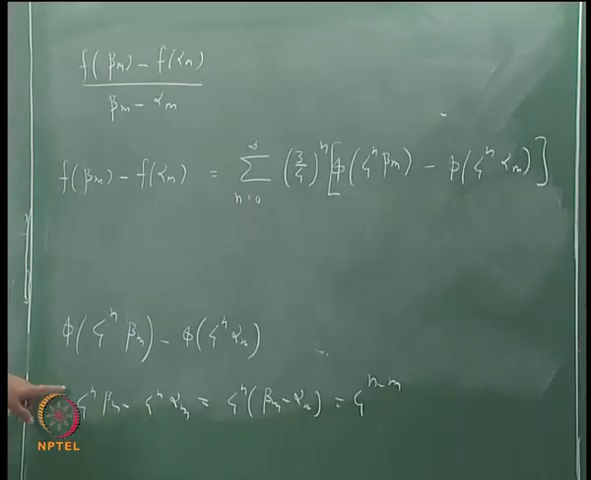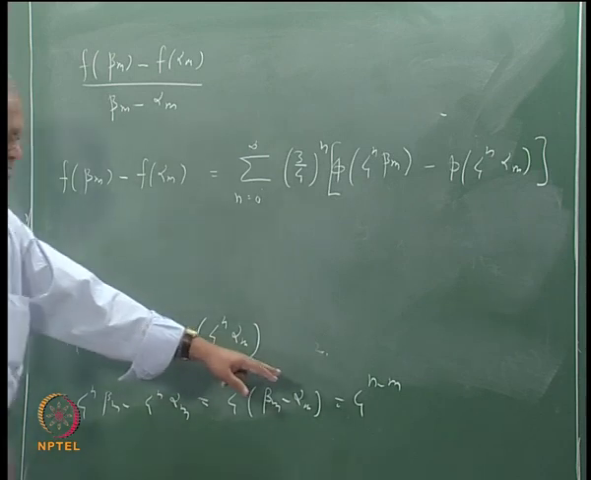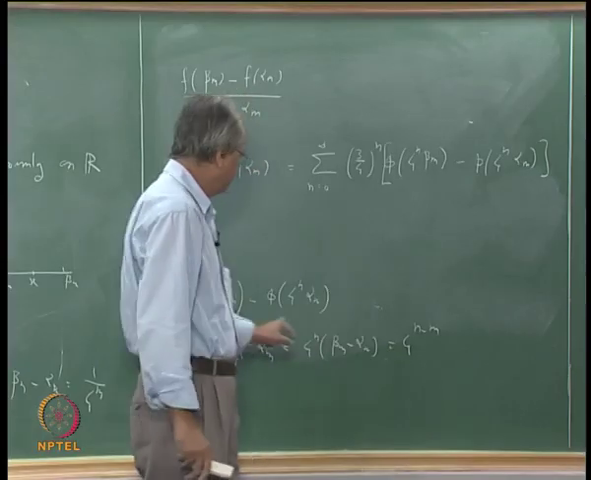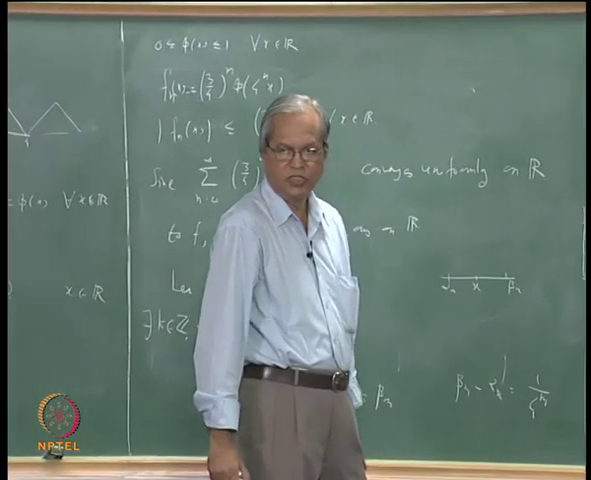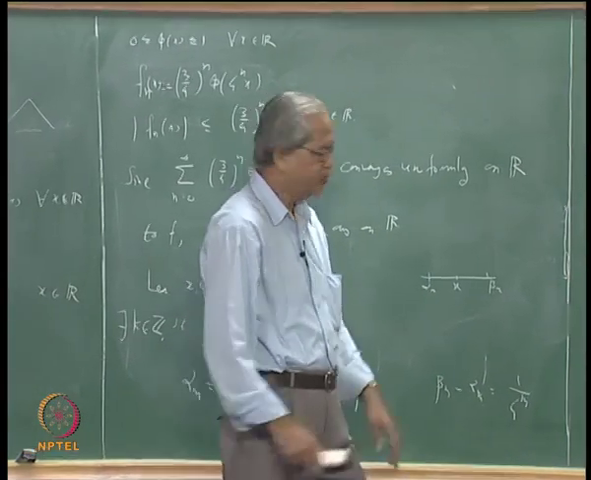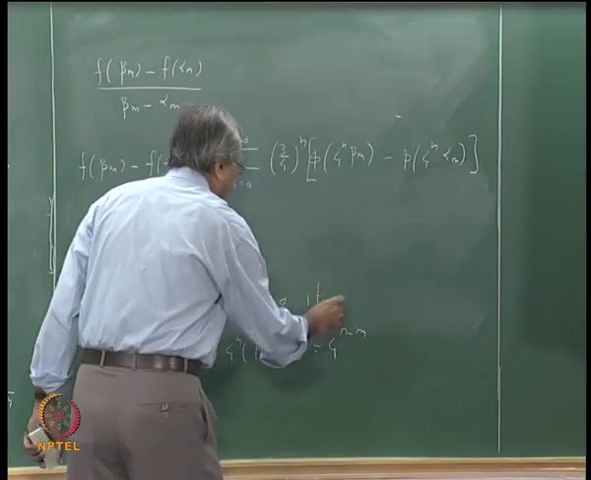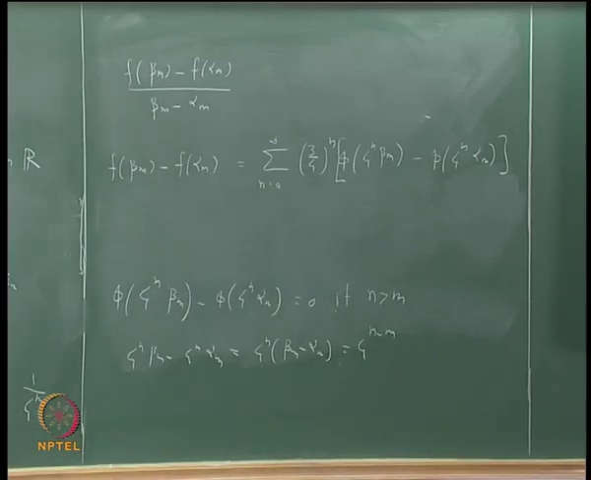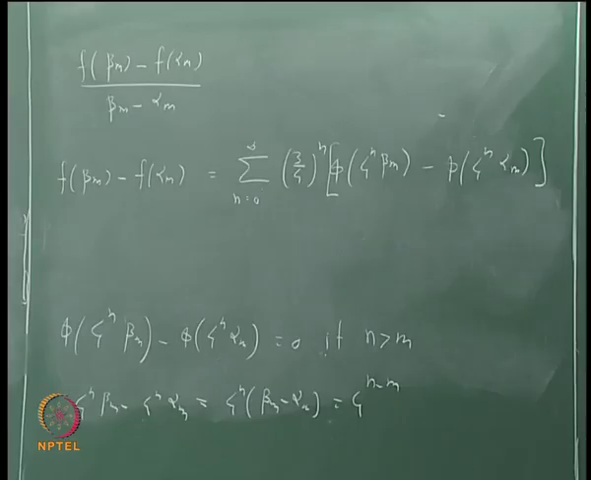If n is bigger than m, the difference between this number and this number is a positive power of 4, and hence the difference between the phi values must be 0. So we can say that this is 0 if n is strictly bigger than m.